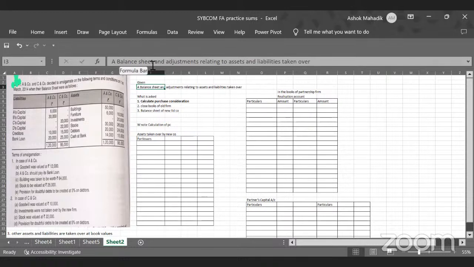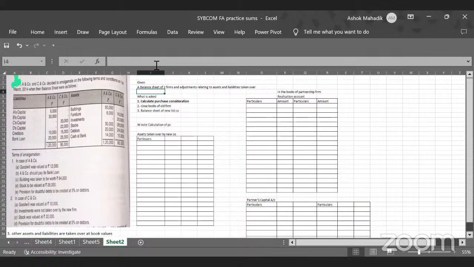They will provide you balance sheets of two companies or two firms rather, and adjustments relating to the assets and liabilities which are taken over. So two firms will be closing down and a new firm will be formed to take over assets and liabilities of the old firms. The balance sheets which are appearing are of the old firms, and you will have to make a new balance sheet of the new firm. Is this clear?